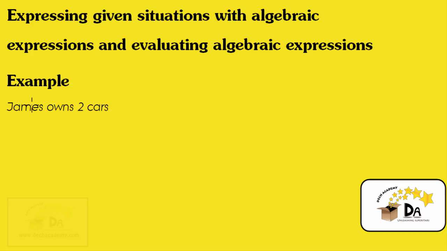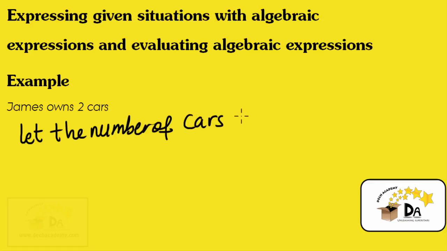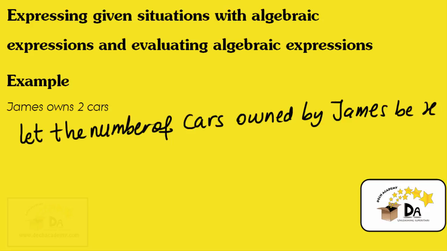So here's an example. Here's a sentence that says James owns 2 cars. I want to express this sentence using a symbol. So let's let the number of cars owned by James be x. If this is true, then this sentence can be summarized as follows: x equals 2. And this conveys the same meaning as this sentence.